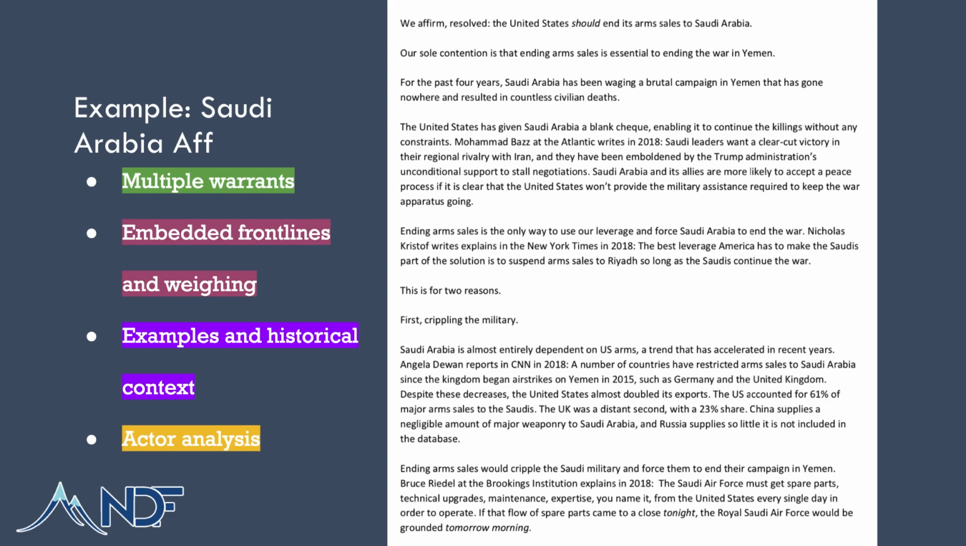This is for 2 reasons. Yeah, and what are the 2 reasons? Crippling the military and sending a signal to Saudi Arabia. Cool. Let's go a little further. Why would it be strategic to make those 2 warrants there?